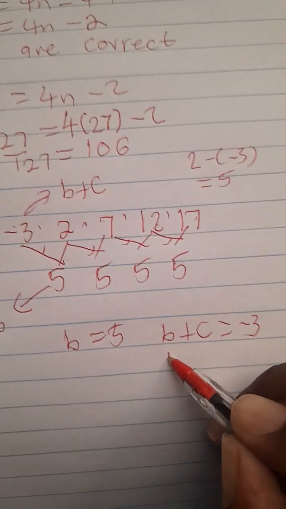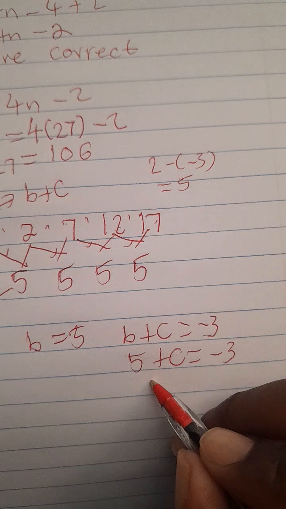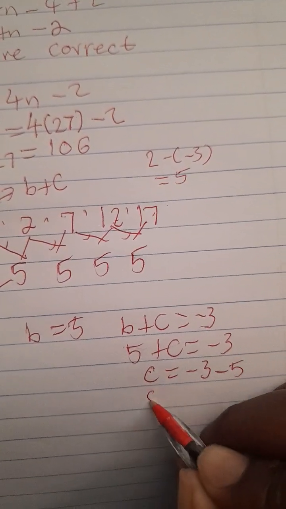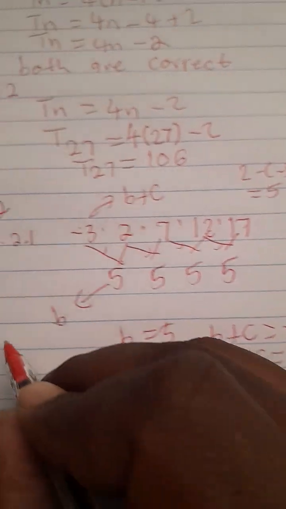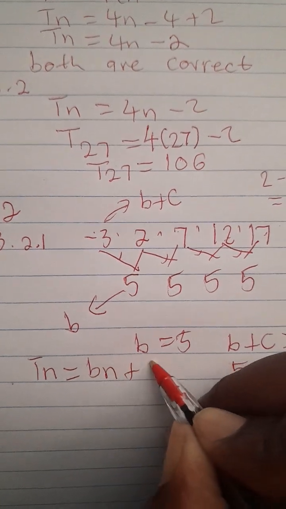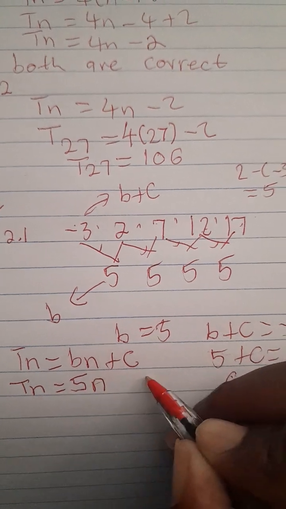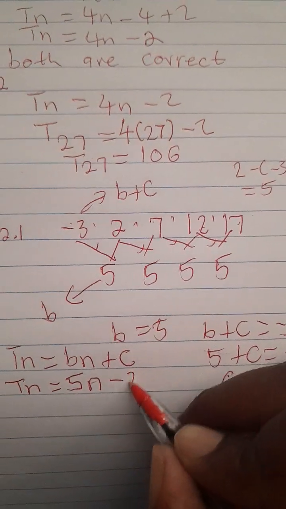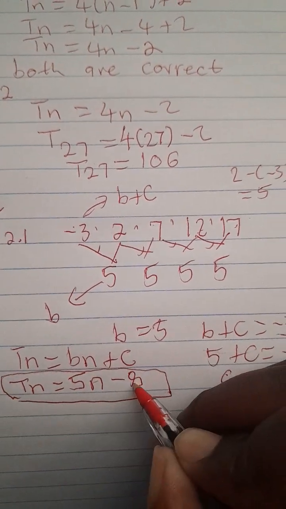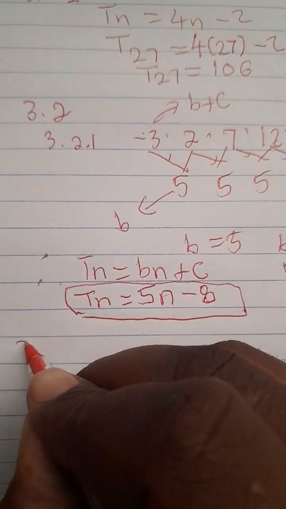Where there is b, I replace it by 5, so 5 plus c is equal to negative 3. If we take 5 to the other side, we get negative 3 minus 5, which is negative 8. Therefore, Tn is equal to bn plus c. This is a standard formula. Where you see b, you replace it by 5, and c was negative 8. So our nth term, or the general formula of this pattern, is 5n minus 8.